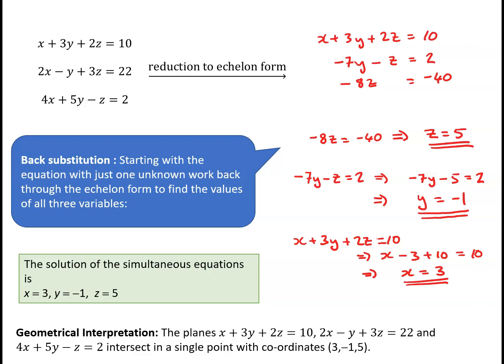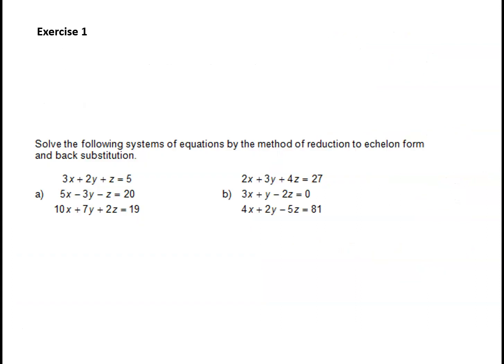Now at this stage, I think it would be a good idea for you just to pause the video and have a go at these two examples. And I would like you to solve these two examples by using the method of reduction to echelon form and back substitution.